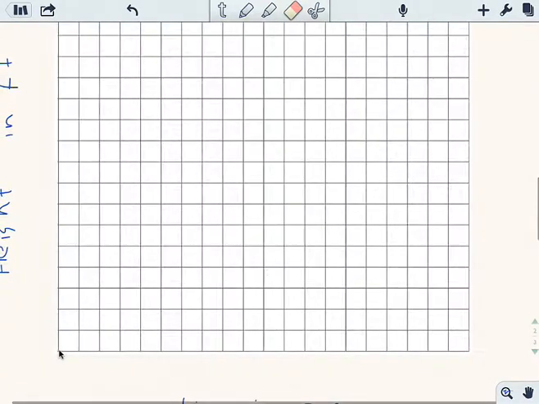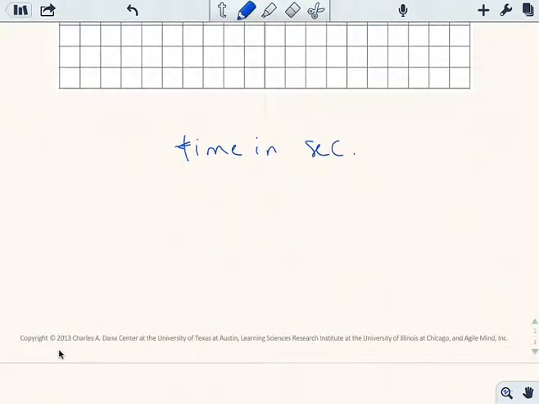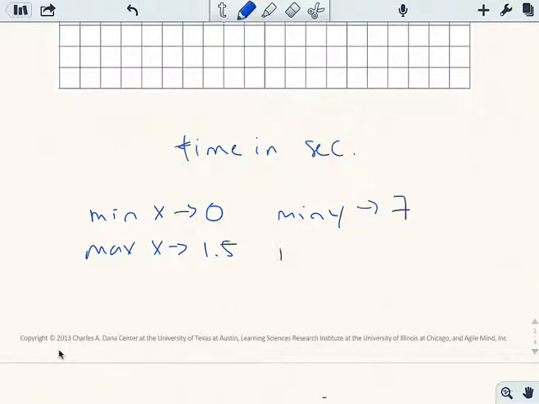Okay. So now we've already kind of figured out some information above, but I'm getting kind of tired of flipping back and forth. So let's record that information below. So the minimum x that we have to graph is going to be 0. The max x was going to be 1.5. The min y is going to be 7, and the max y is going to be 16. So let's figure this out.